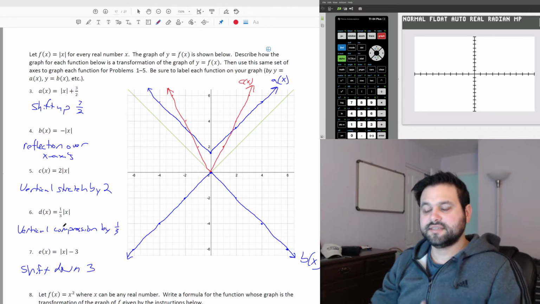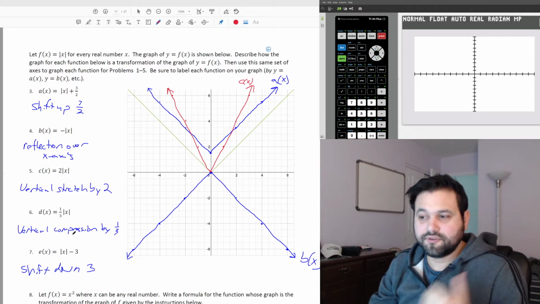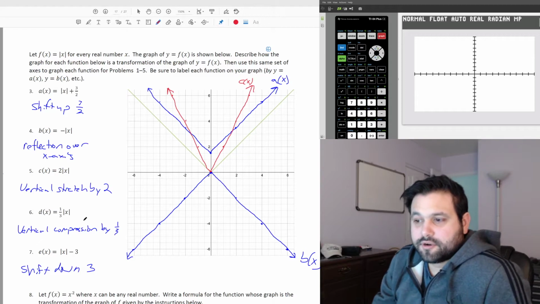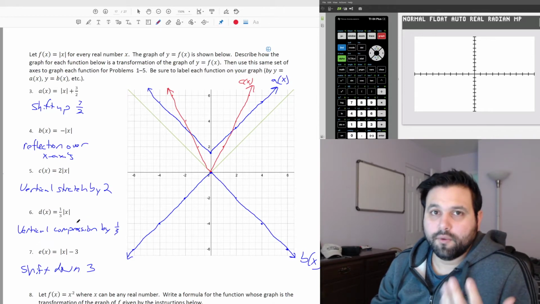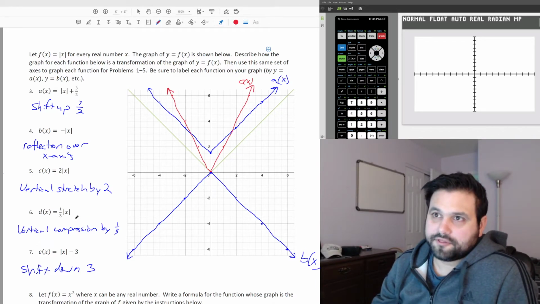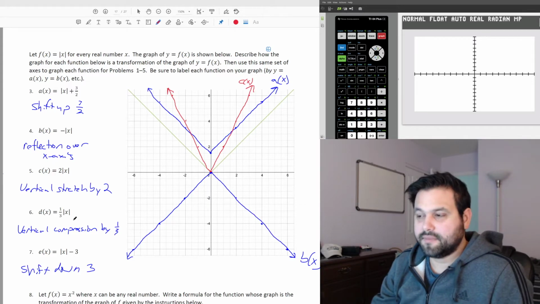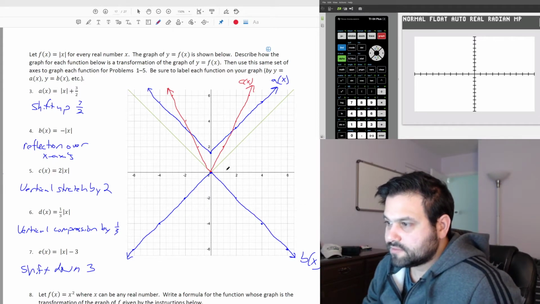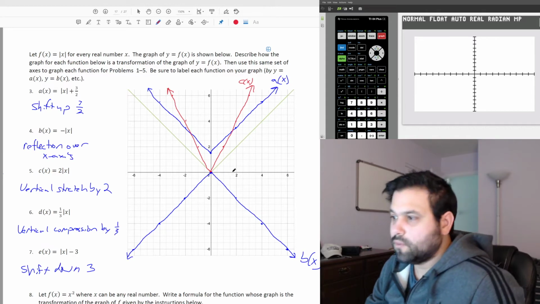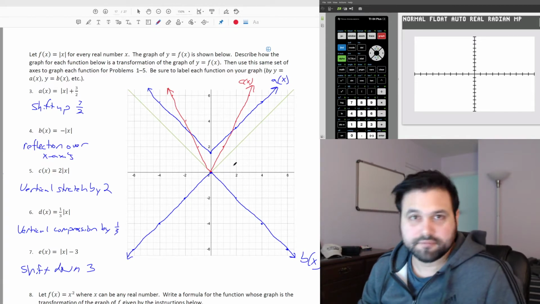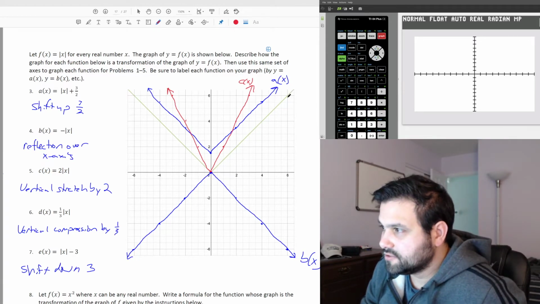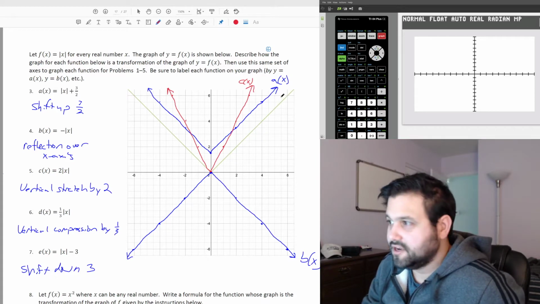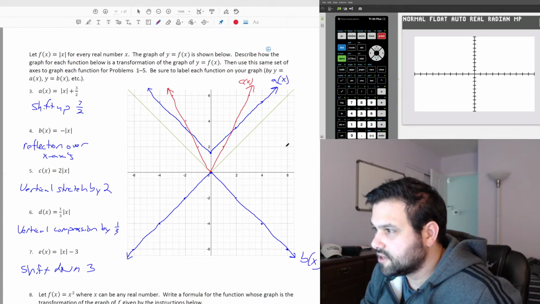Okay, now d of x, we're going to vertically compress it by 1/3. So essentially we're going to multiply everything by 1/3. Multiplying by 1/3 is the same as dividing by 3. So let's multiply all our y values by 1/3. And I'm going to do the ones that are easy for me. So 6 divided by 3 is 2, right? So that comes down to 2.